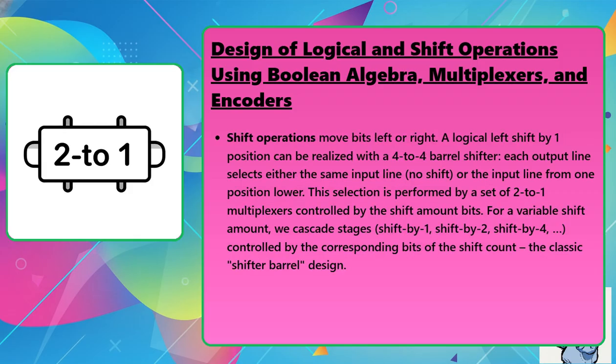Shift operations move bits left or right. A logical left shift by one position can be realized with a 4-to-4 barrel shifter. Each output line selects either the same input line, no shift, or the input line from one position lower.